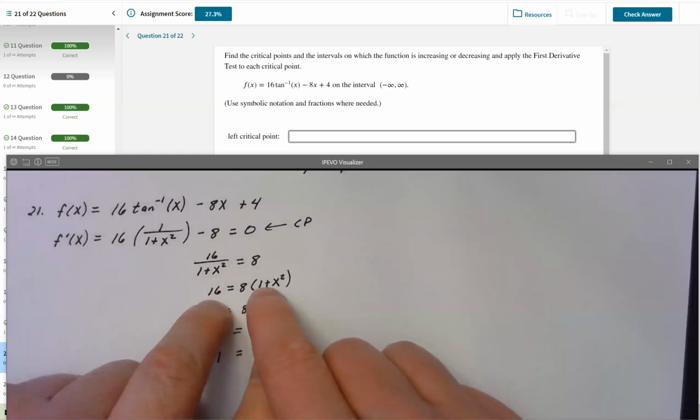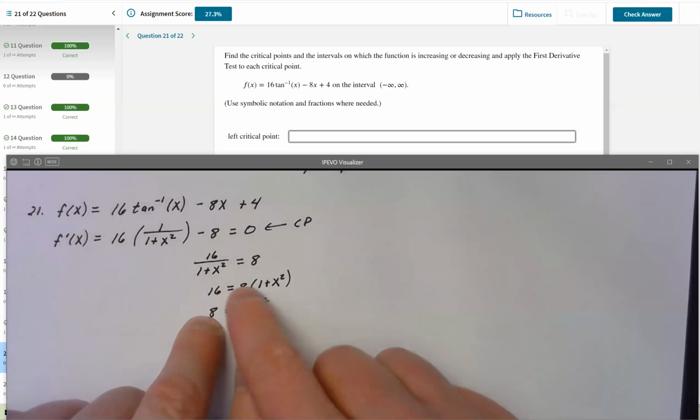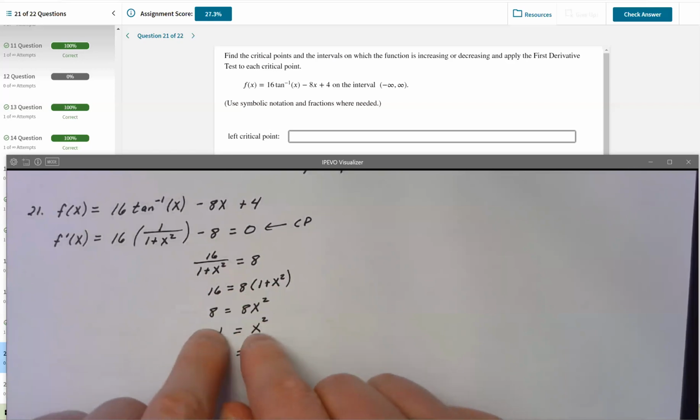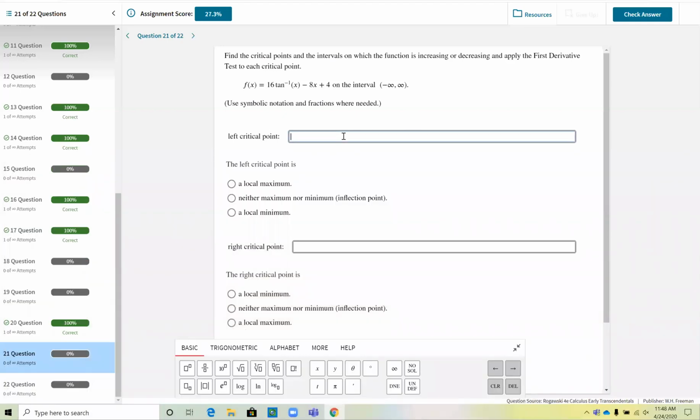I'll go ahead and subtract that 8 on the left. 16 minus 8 is 8, of course, and I'll have the 8x squared on the right. Divide by 8, those eliminate, and you've got x squared is equal to 1. Well, take the square root of both sides, you're going to get x equals positive and negative 1. So going back to the Achieve assignment, you can say the left critical point is at negative 1. The right critical point is at positive 1.